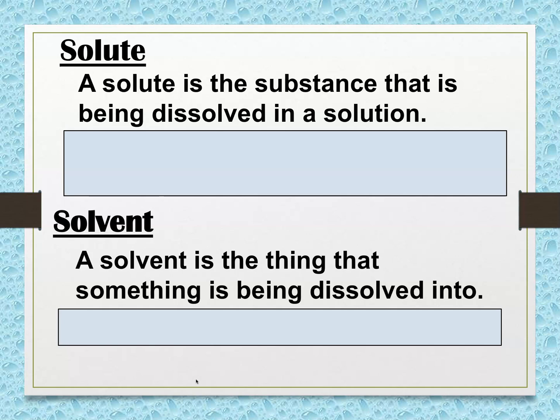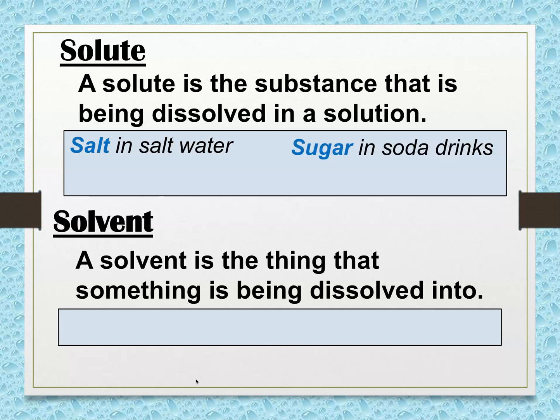So all of our solutions are made up of two parts. You have the solute and the solvent. Solute is always that thing that you are dissolving in the solution. So putting salt in water, sugar in soda drinks that there's way too much of.